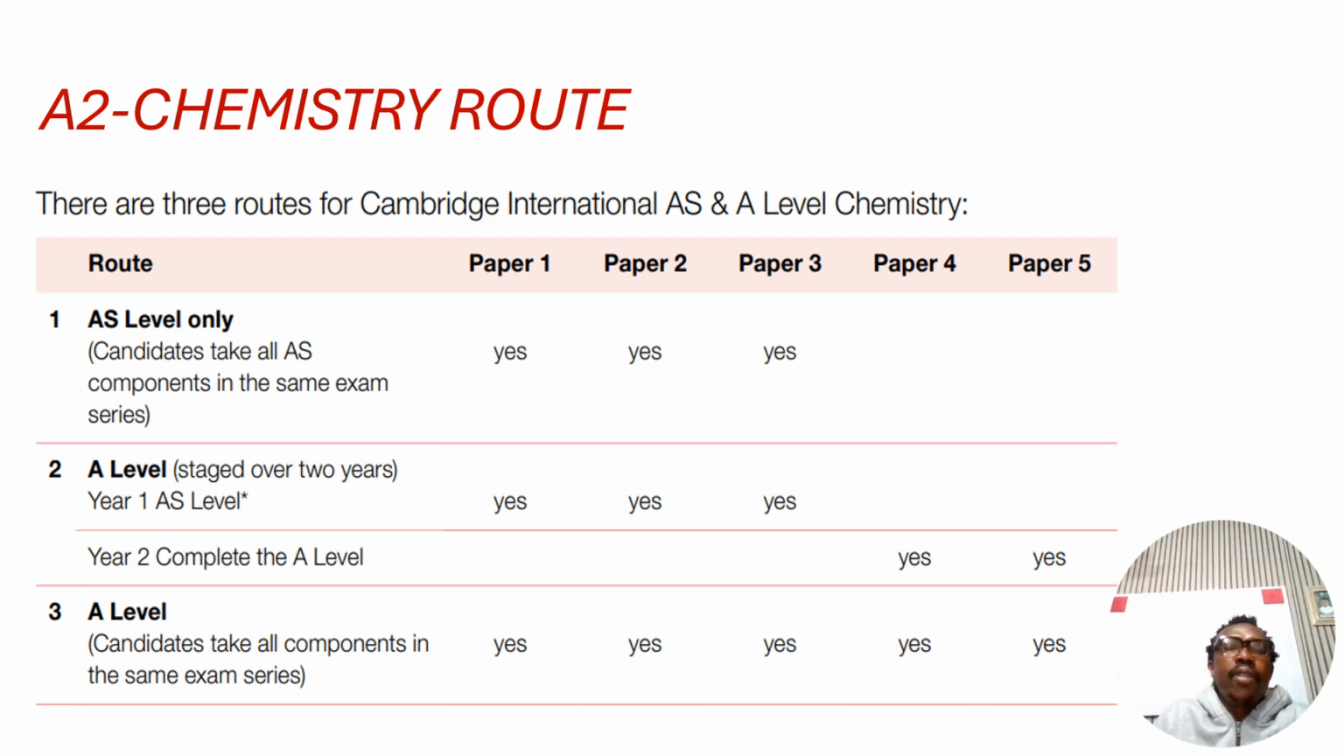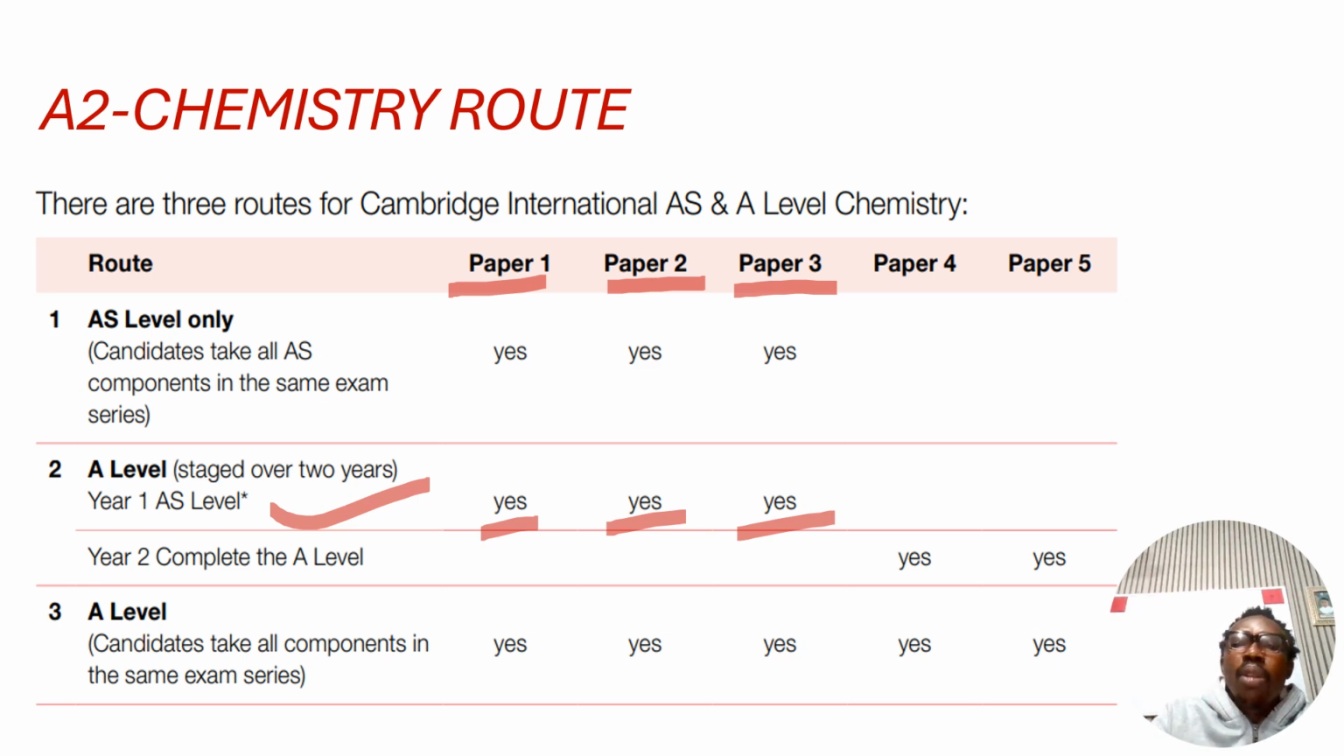Now, for the A-level stage over 2 years, you are running the program for 2 years. You've done year 1 AS, where you did paper 1, paper 2, and paper 3. Now for year 2, where you complete the A level, which is the A2, you are going to do only paper 4 and paper 5. So if you've done very well in your AS and you are coming back for A2, you are going to concentrate on paper 4 and paper 5, and that's what we'll be looking at today.